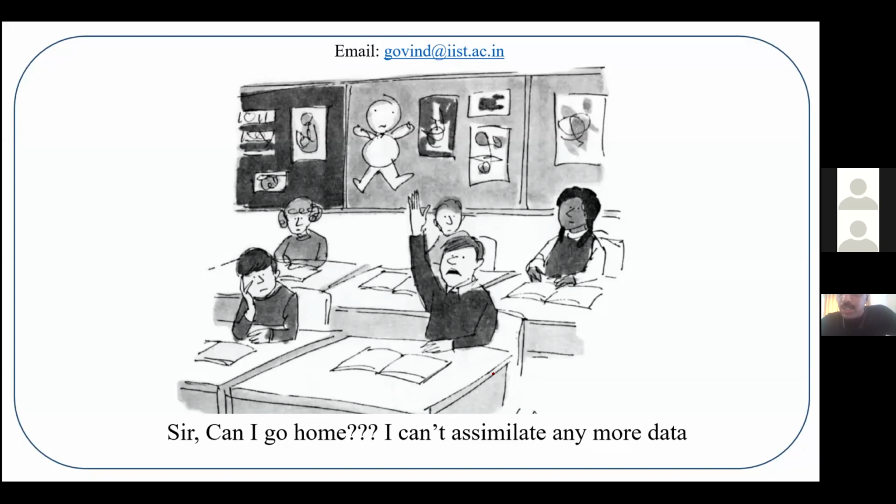The second approach is that you can directly assimilate the vertical column of cloud or whatever it is. I don't know what exactly the parameter is. But for that, you need to construct the operator which actually converts the model variables to the information which you want.